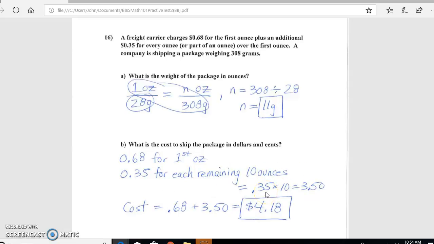35 cents for 10 ounces is 35 times 10, which would be $3.50. So we need to add these two together. The total cost is going to be 68 cents for the first ounce and $3.50 for the remaining 10 ounces. The total is $4.18.